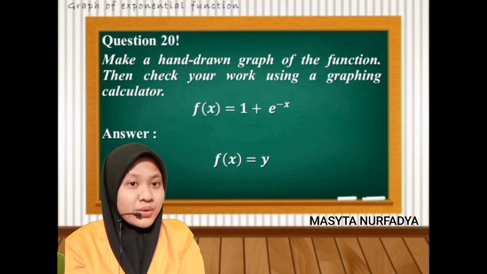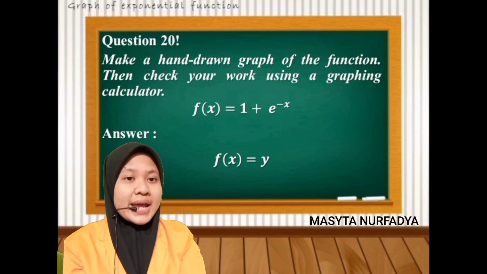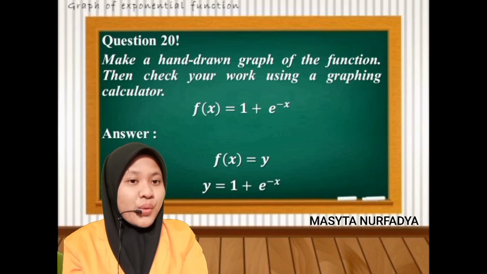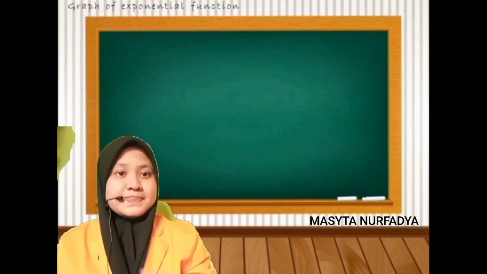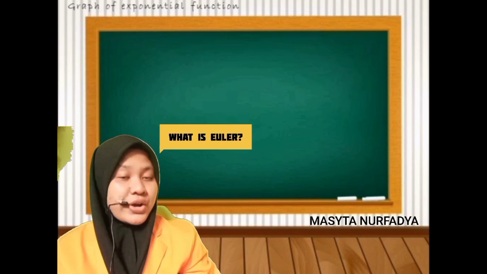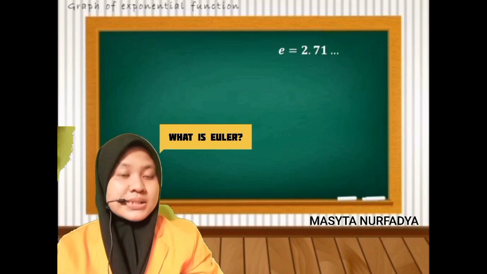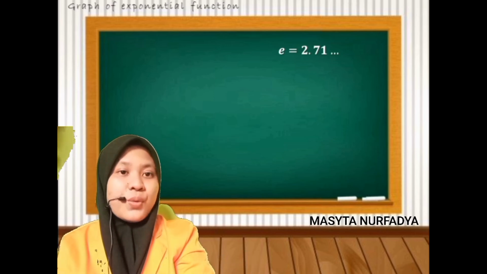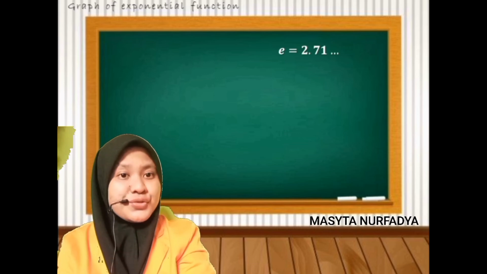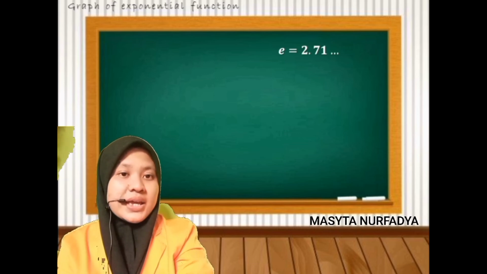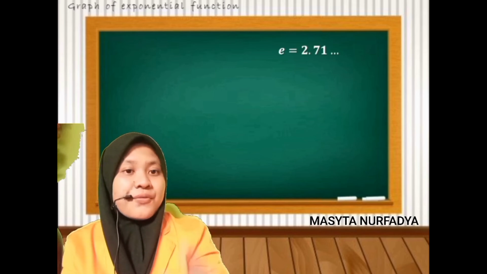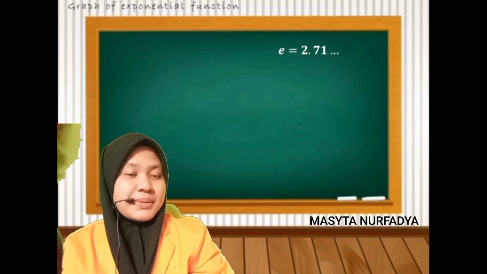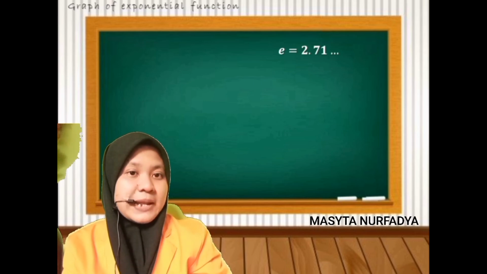So, the answer, we know, guys, f of x equals y. We can substitute f of x into y. So, y equals 1 plus Euler to the power of minus x. Does anyone know what Euler is? Euler is a constant number similar to pi. The value of Euler equals 2.71 and so on. To find the values of x and y as ordered pairs, first we have to make a table and second plot on the coordinate plane.